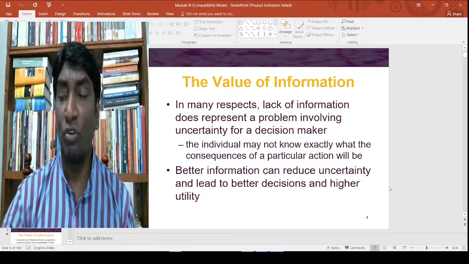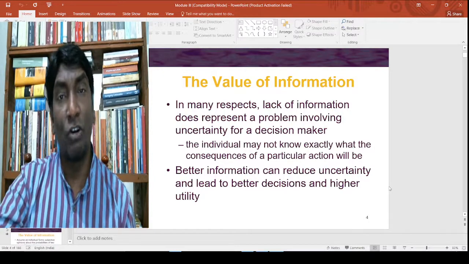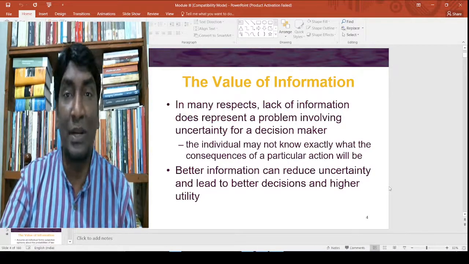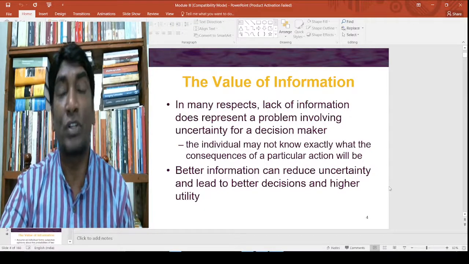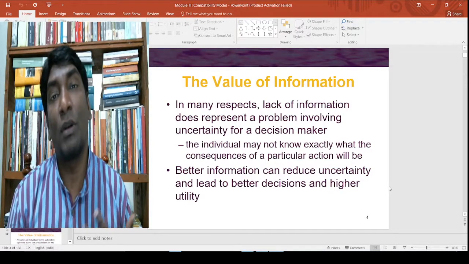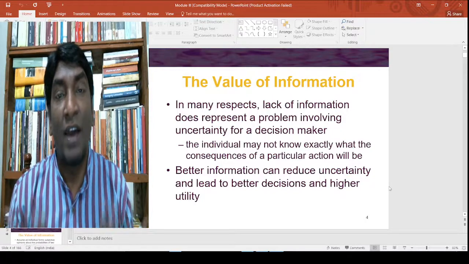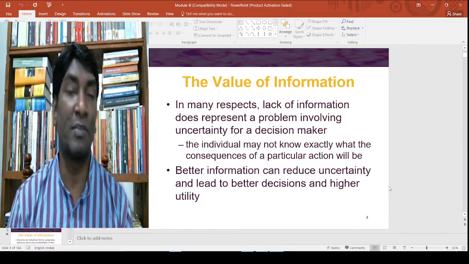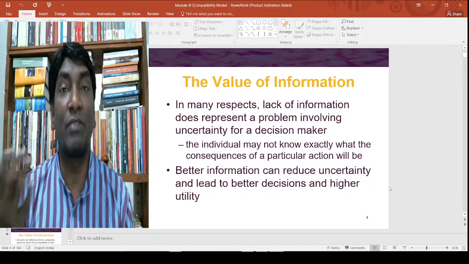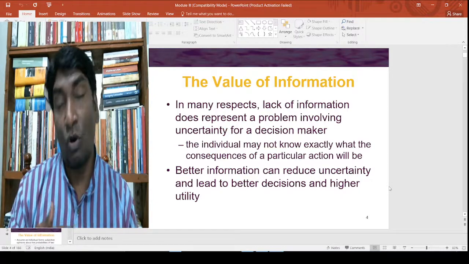The issue of uncertainty is in fact a module that precedes this module in your syllabus, but I am going to teach it subsequently, after dealing with information. It is always nice to discuss uncertainty then, because it is only valid in the premise of information asymmetry. So the individual may not know exactly what the consequence of a particular action will be once there is an information asymmetry, or a bad information.